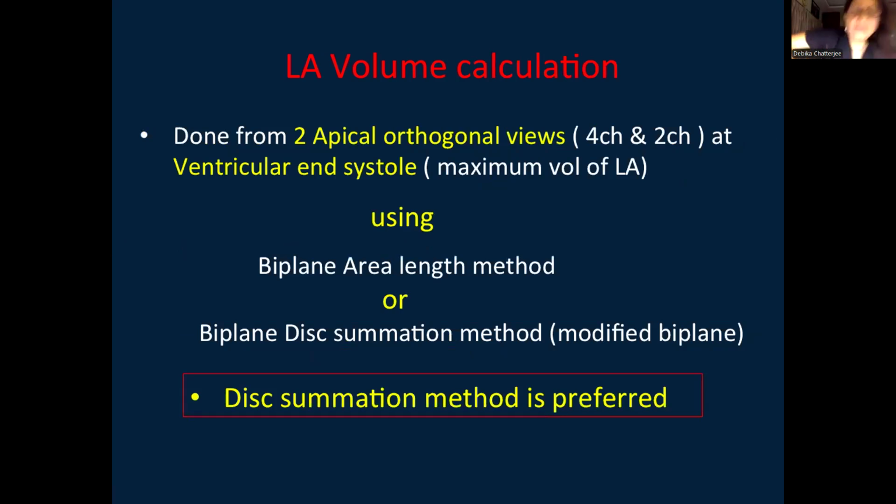We measure LA volume from two apical orthogonal views. One is the four-chamber view, another is the two-chamber view. It is at the ventricular end systole, because at that time the LA has the maximum volume. We can use either the biplane area length method or the biplane disc summation method, which is called the modified biplane method. You must have heard this during the assessment of systolic function. Out of these two, the disc summation method is preferred. So let us see how we do it.